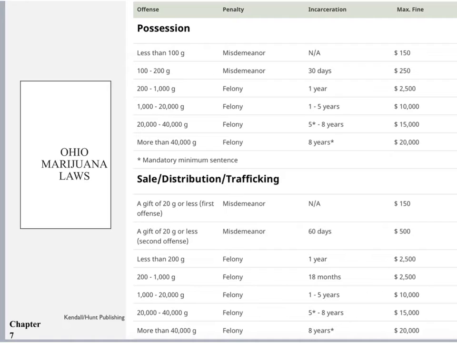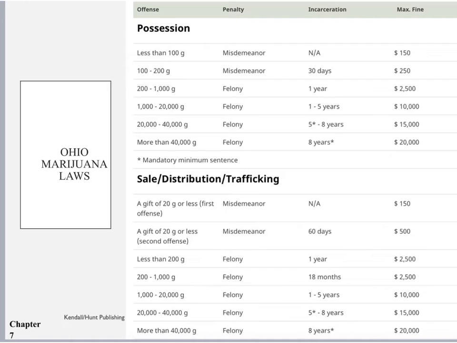It depends on the intent. Are you using it recreationally for yourself, or are you planning on selling it? And then also trafficking. Are you taking it from city to city or even state to state? The moment it goes state to state, it does turn into a federal case.